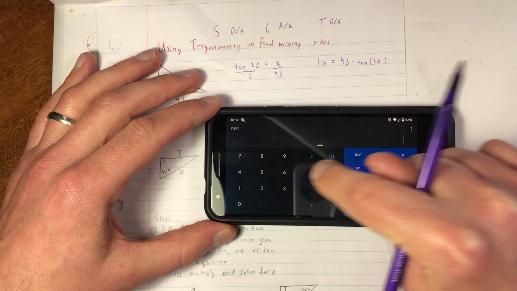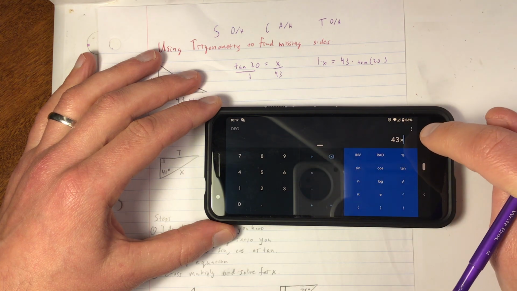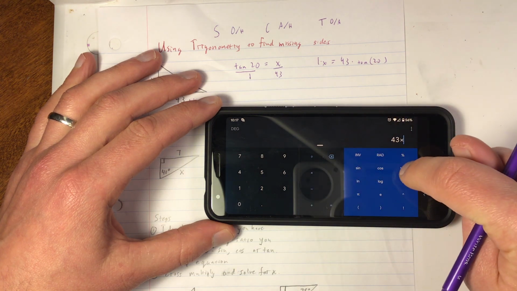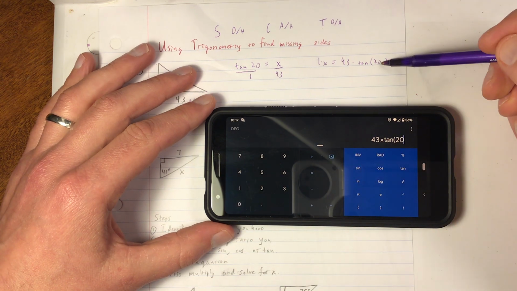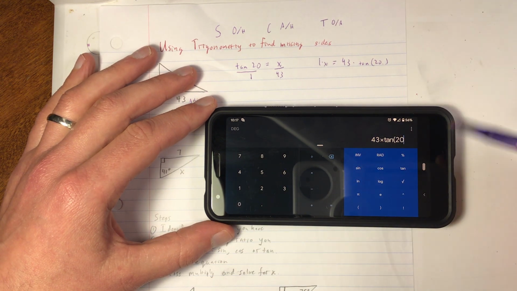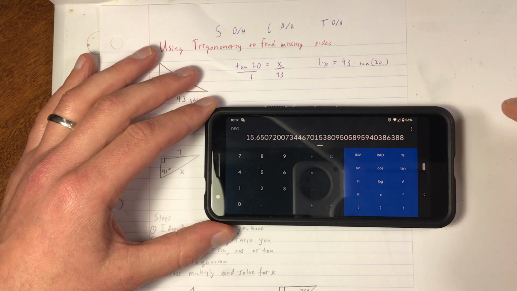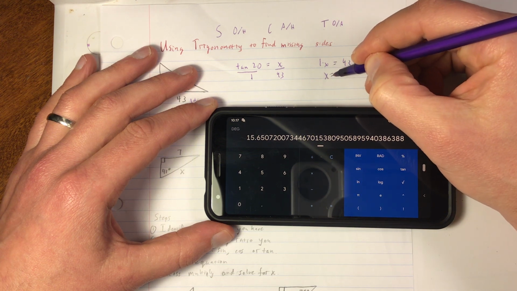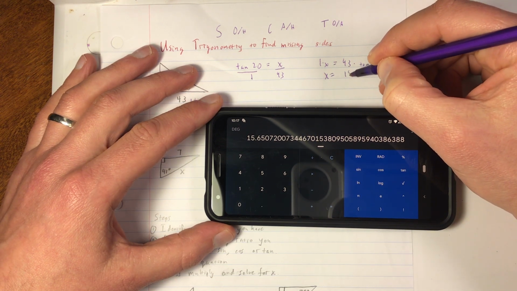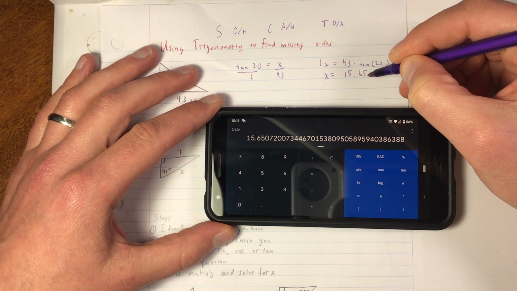So I'm going to take 43 times the tangent of 20, because it's 20 degrees right here. 43 times the tangent of 20. I'm going to close this parentheses, and I'm going to hit equals. Bam. Done. X has got to be 15.65, and it goes on.